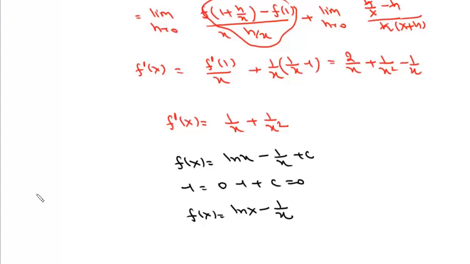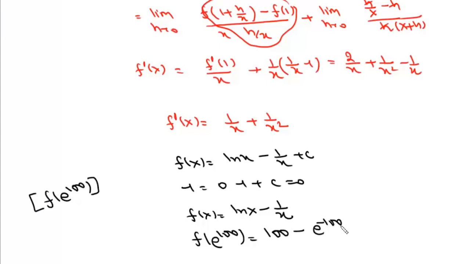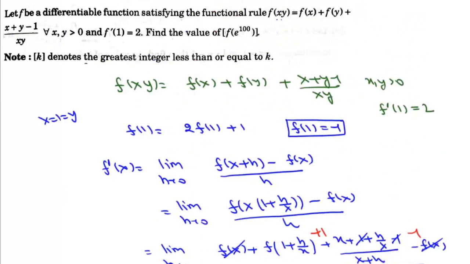Now we need to find the value of the greatest integer function of f e to the power 100. First we'll find f e to the power 100. It will be 100 minus e to the power minus 100, which is 100 minus some small value. If we take the greatest integer function of f e to the power 100, it will be 100 minus h, which is 99. So the answer to this question is 99.